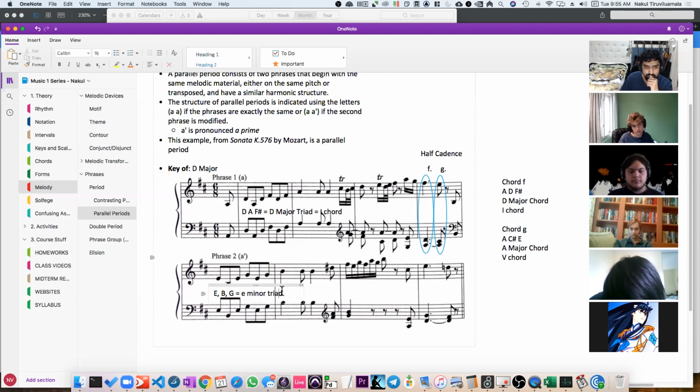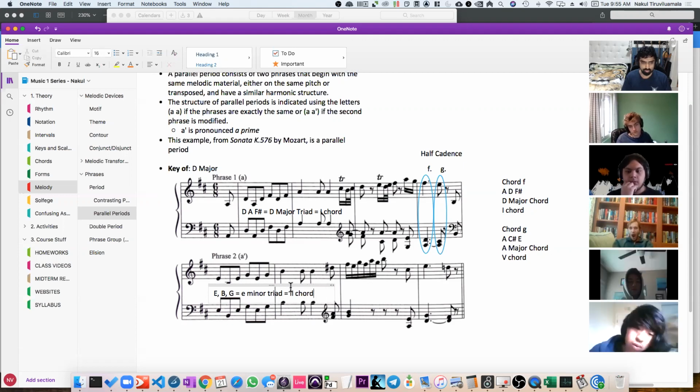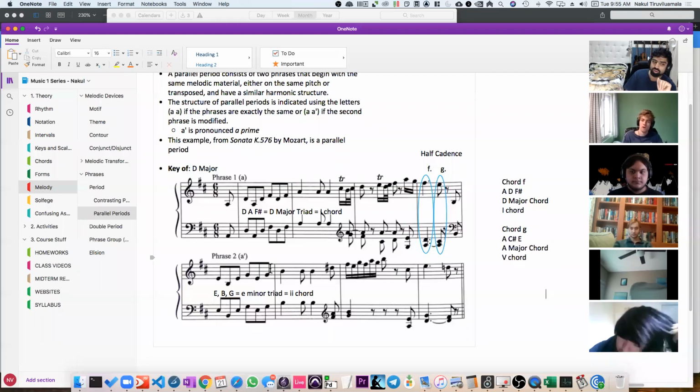Which in the key actually ends up being what chord? What is an E minor chord in the key of D major? 2 chord, lowercase 2 chord. Okay, awesome. So it doesn't matter that this quality changed because the contour is still the same, right? It still has a reference to the same melodic idea. It's just transposed. Actually, I shouldn't say the word transposed. It's sequenced, if I'm trying to be consistent with what's on your homework.